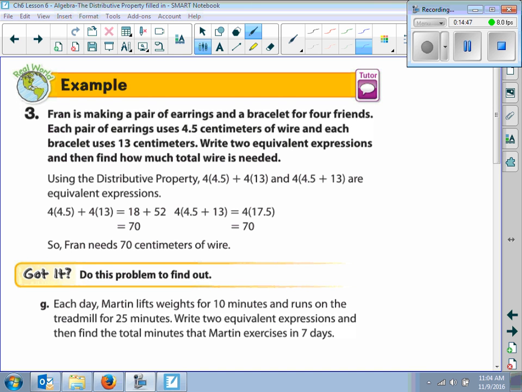So that means we have to add those 2, so 4.5 and the 13, right? We multiply it times 4. So here it is right here, the 4 times 4.5 plus 13. Then, to use the distributive property, we're going to take that 4 times 4.5 over here, right? And then we're going to add 4 times 13 right here. So that's 18 plus 52, which gives me 70 centimeters of wire. Is everybody clear? Let's do one together.